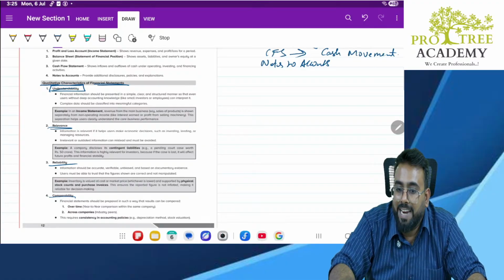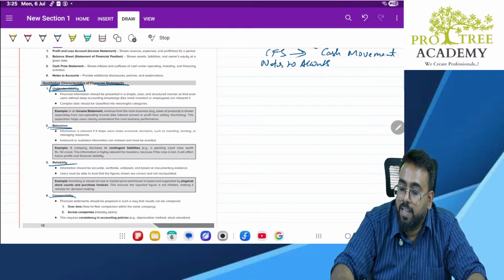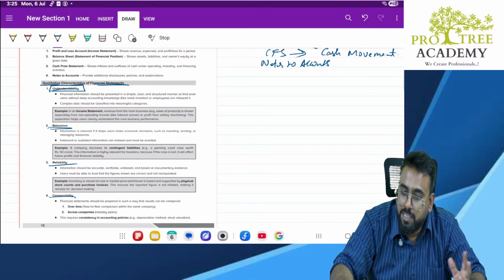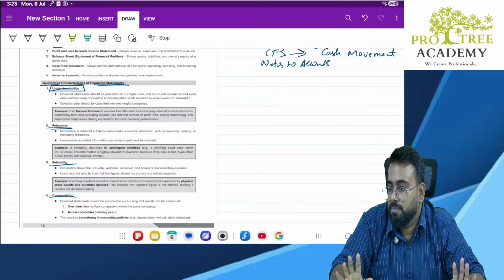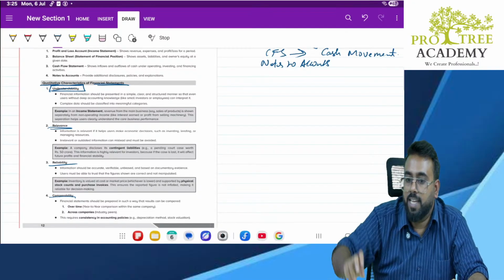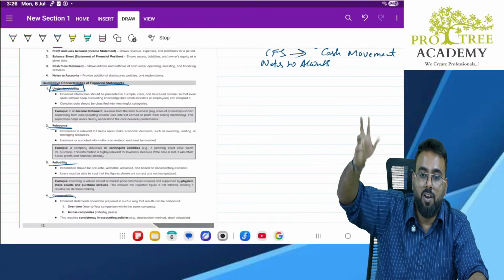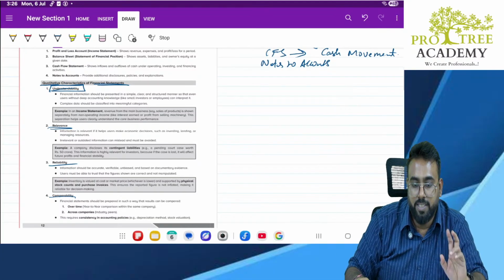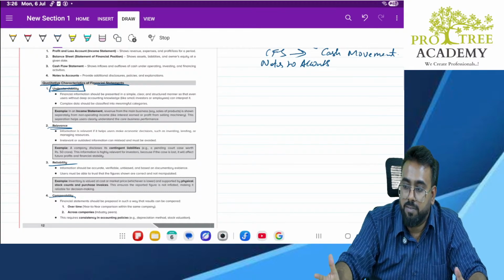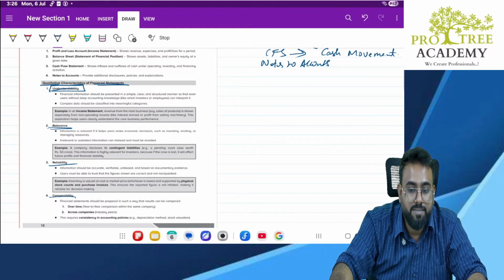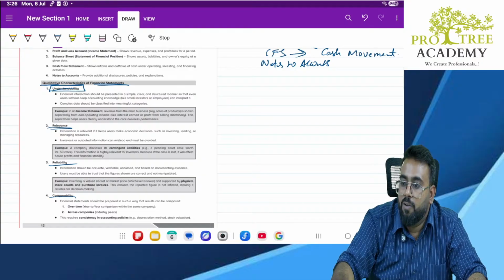Comparability. One more important characteristic of financial statement is comparability. Last year and this year should be comparable. Clear? Sir, this year I am showing sales. Next year I will not show sales. This year I will show sales, next year I don't want to show sales. Can I do that? Here is the comparability. Understanding, everybody?